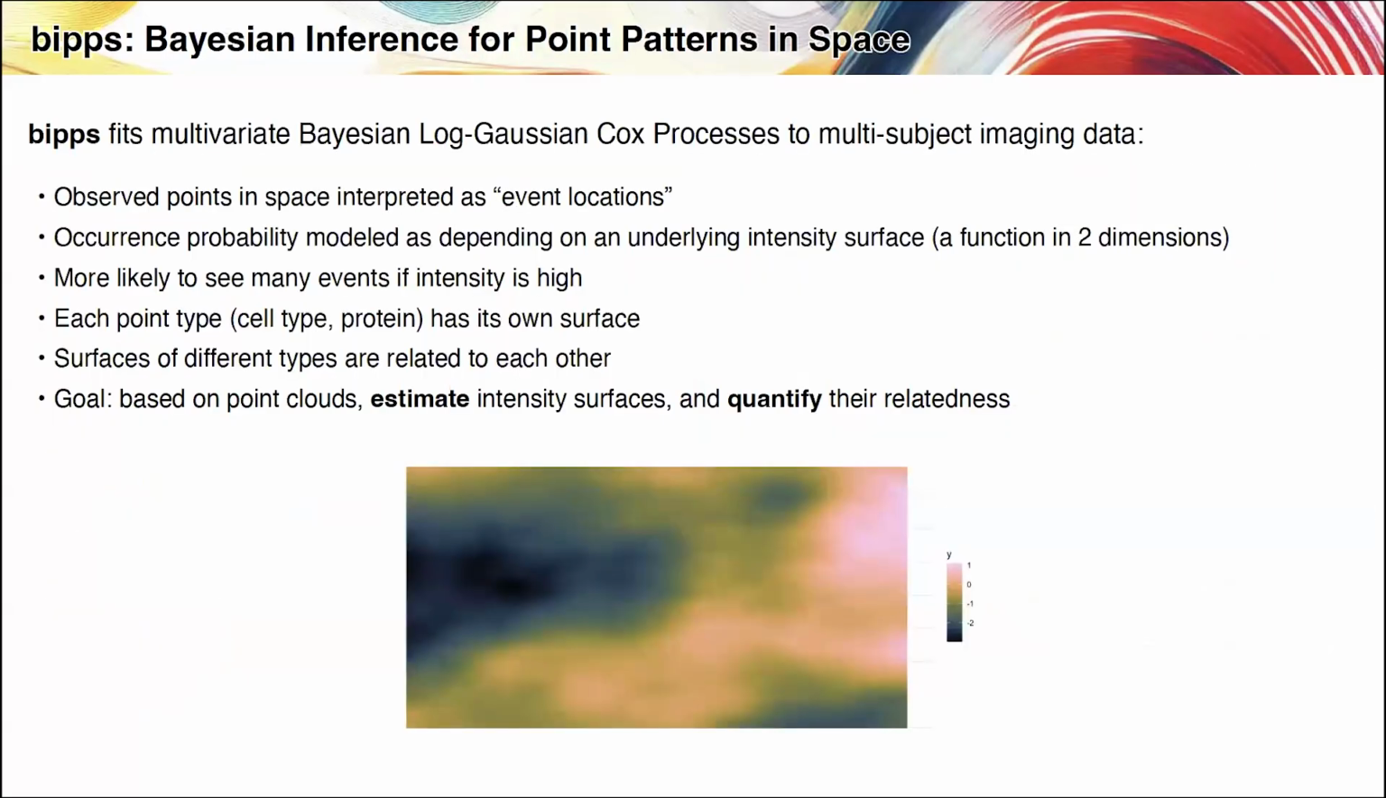BIPS does that. And so then what we do, and I'm having this as a very non-math sort of presentation, so I have some slides, but not much. What BIPS does is it fits a Bayesian log Gaussian Cox process to multi-subject, multivariate point pattern data, right? This is a little bit of a long sort of thing.